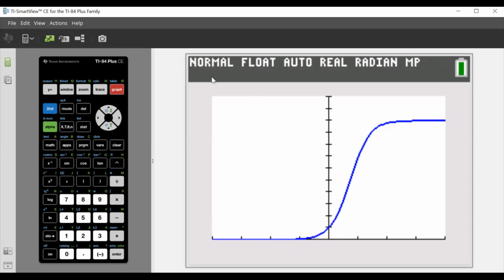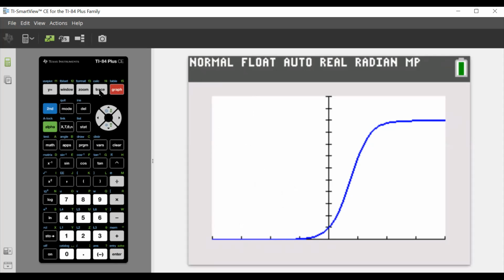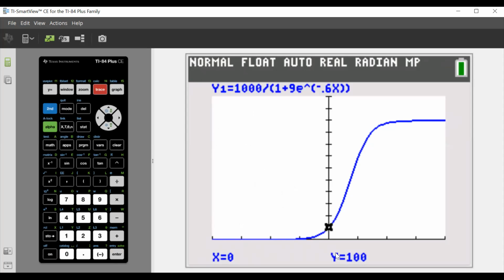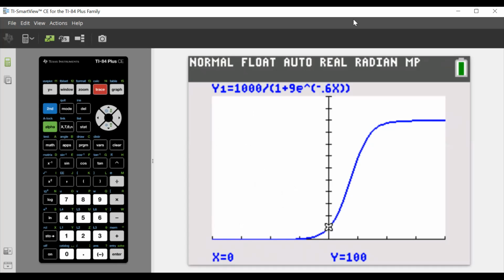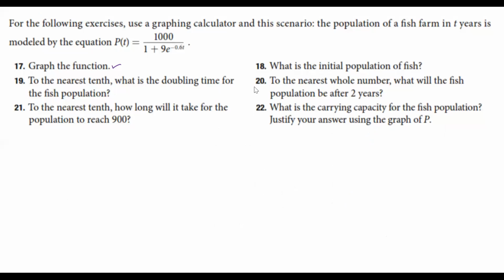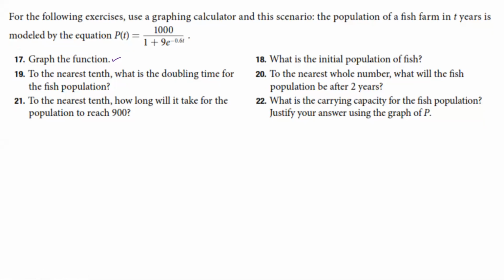Now it says, what is the initial population of fish? Well, our initial population is going to be at time equals 0. So guess what? We just hit trace and it says x equals 0 and the population is 100. All right, so we have that one right away. So what is the initial population of fish? It is 100.